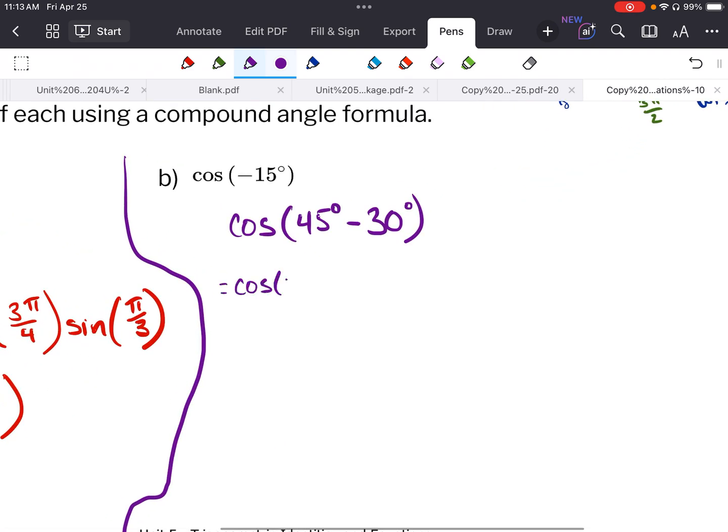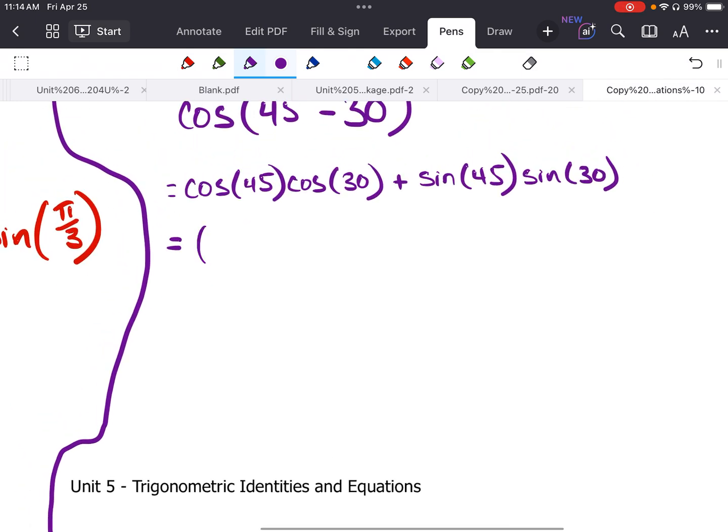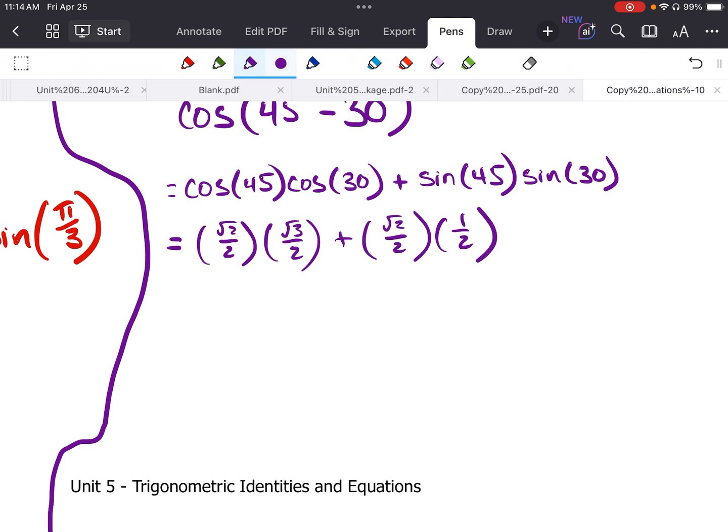So we have cos of 45 times the cos of 30 plus the sine of 45 times the sine of 30. Okay, and our unit circles will tell us cos 45 is root 2 over 2. Cos 30 is root 3 over 2. Okay, sine 45 is also root 2 over 2, but sine 30 is 1 over 2. Okay, we multiply these out and we have root 6 over 4, so very similar to the other one that we did. Root 2 over 4. Denominators are the same, can't add the root 6 plus root 2, so we have root 6 plus root 2 over 4.